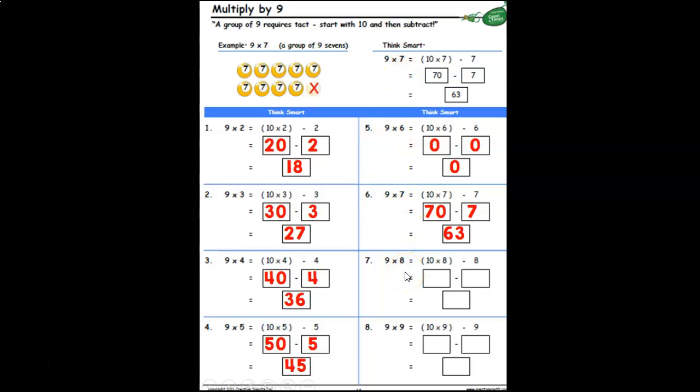Now 9 times 8, I think 10 times 8, go back an 8, you get 72. Finally, we have 9 times 9. I think 10 times 9, go back a 9, and I get 81. Today you are going to do some practice by yourself. Remember, think smarter, not harder.